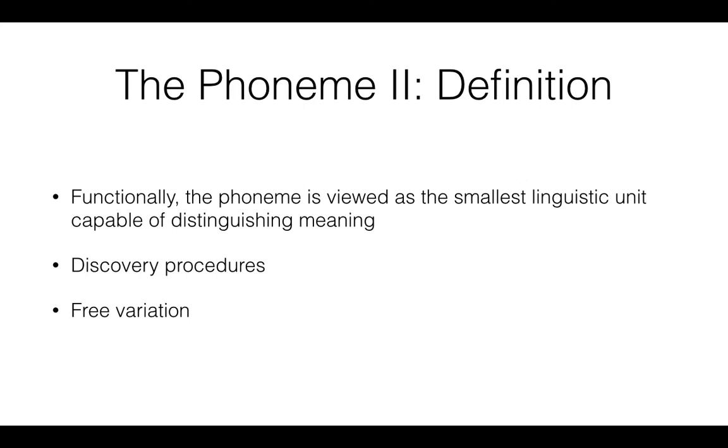So, in order to find these phonemes which are capable of distinguishing meaning, there are some what we call discovery procedures. One criterion, discovery procedure, okay? And then free variation, right? So, in order to find these phonemes that lead to differences in meaning, we need to do these two. What are these discovery procedures? We're going to see that, and talk about free variation as a criterion as well.